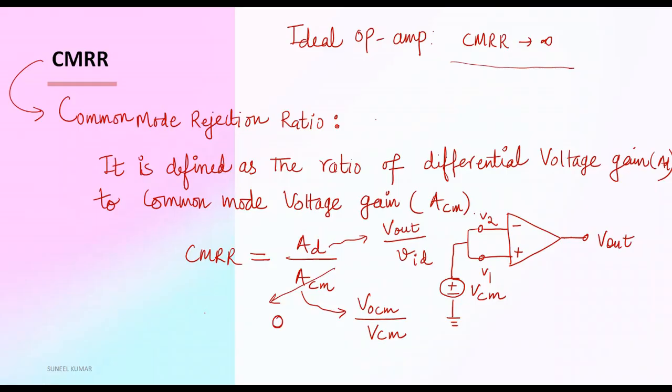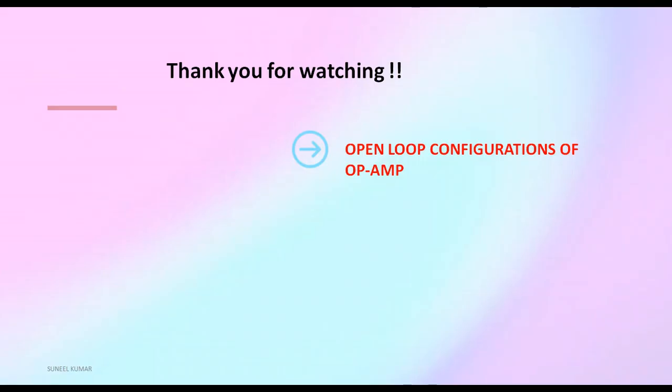So these all are the practical parameters of the operational amplifier. Thank you for watching this video, and in the next lecture we will discuss the open loop configuration of operational amplifiers.